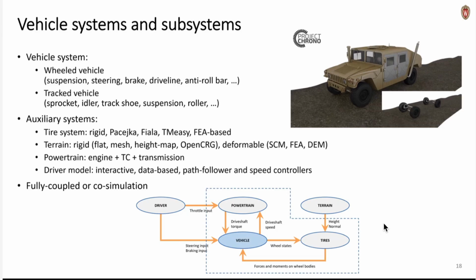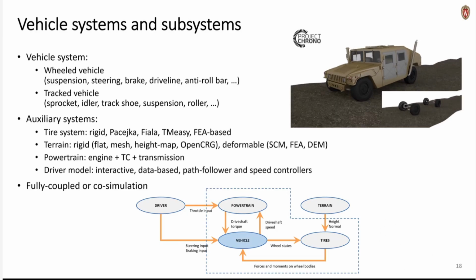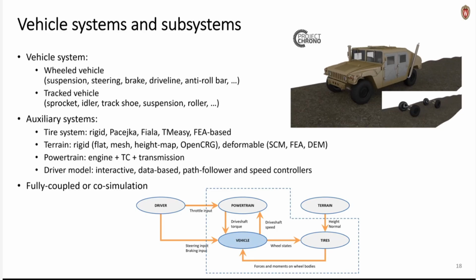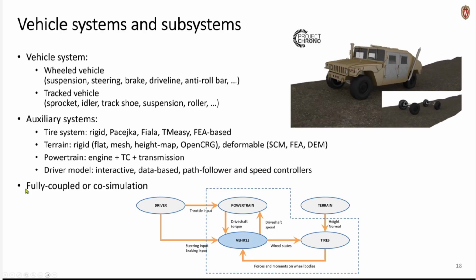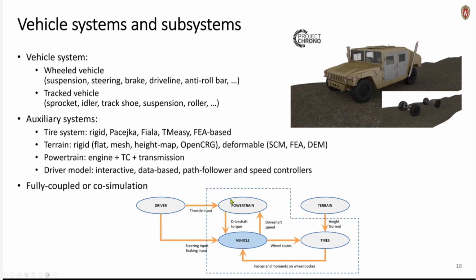Something that provides the inputs that go to a vehicle, which are steering input, brake input, throttle input, clutch input if you have a manual transmission, gear, and so on. And then you can run this monolithically or as a co-simulation. But these are the major subsystems that take part in the simulation of a vehicle.